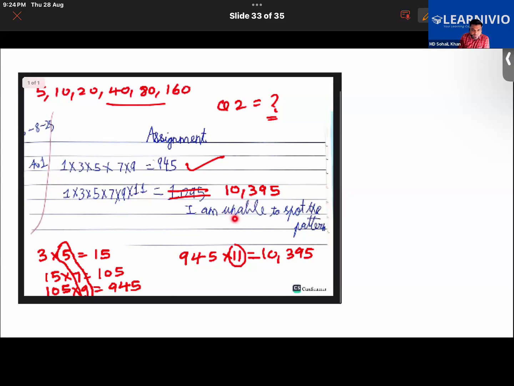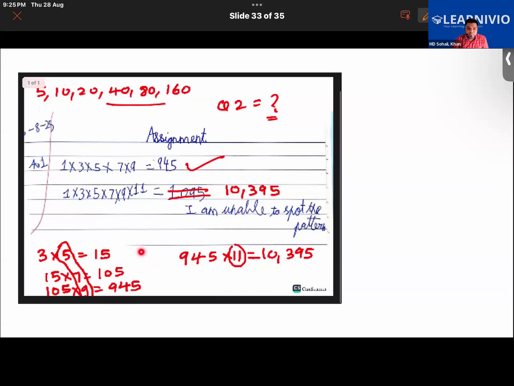Now you're saying you're unable to spot the pattern. The pattern here is simple. We are basically multiplying consecutive odd numbers. First, we multiplied these two consecutive odd numbers, 3 and 5. Getting it? So we got 15. Now 15 is being multiplied by another odd number after 5, and we got 105. 105 is being multiplied by another odd number that comes after 7, that is 9. Understood the pattern? Yes, sir.